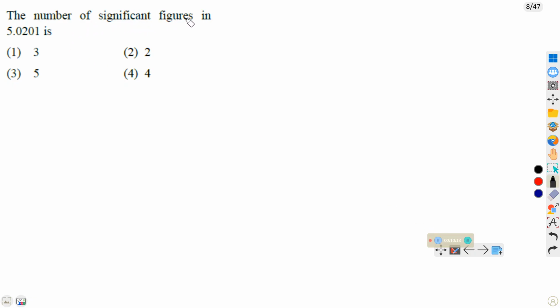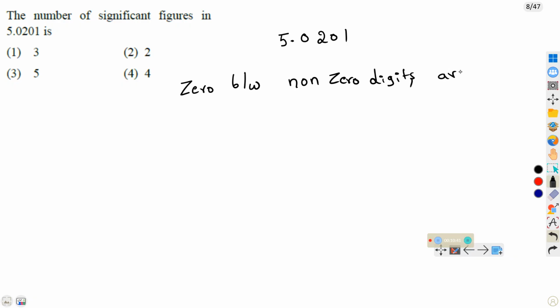The number of significant figures in 5.0201. What is the condition? The significant figure rule is that 0 between non-zero digits is significant. So based on this, 1, 2, 3, 4, 5. All 5 are significant.